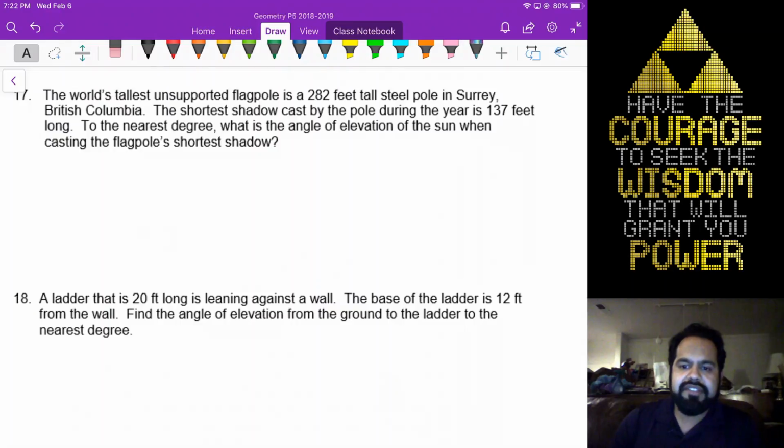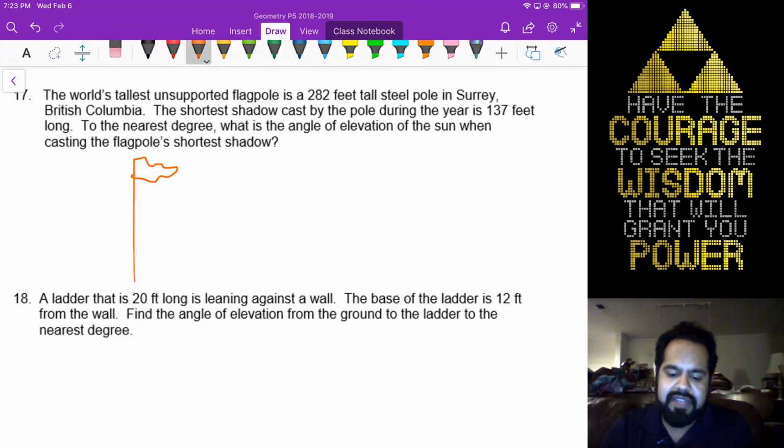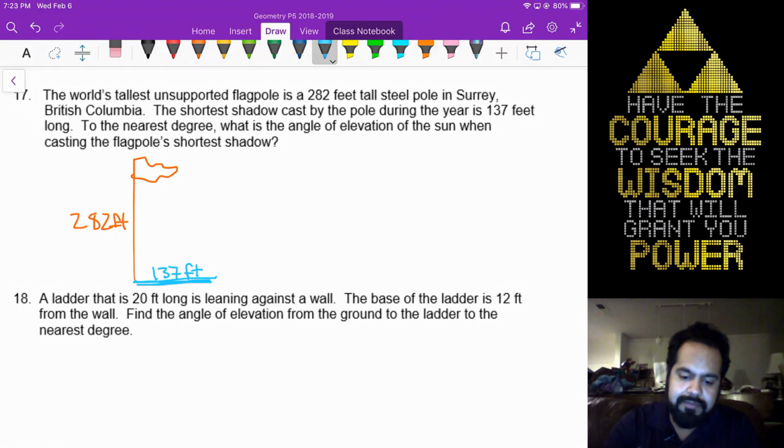Okay, the world's tallest flagpole. And we will do 14 as well, Elijah, don't worry. So, flagpole, boom, horrible flag, okay. 282 feet, right? The shortest shadow cast by this pole is 137 feet long. So here's my shadow. This is 137 feet. To the nearest degree, what is the angle of elevation?